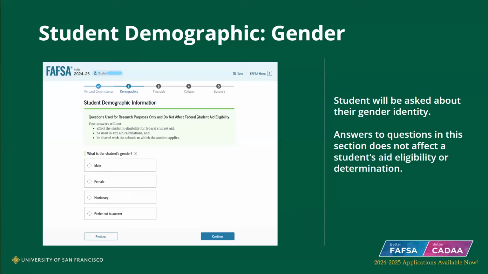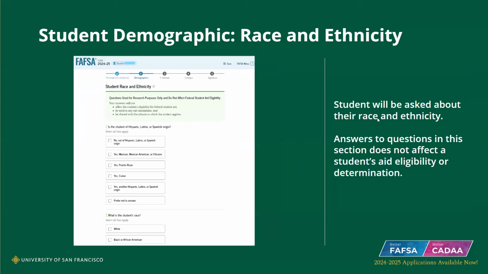All right, so the student will be asked about their gender or identity, and it gives you an option to put non-binary, prefer not to answer. This information does not impact a student's aid eligibility. So if you prefer not to answer, that is okay. Race and ethnicity, again, this information does not affect the student's aid eligibility determination.